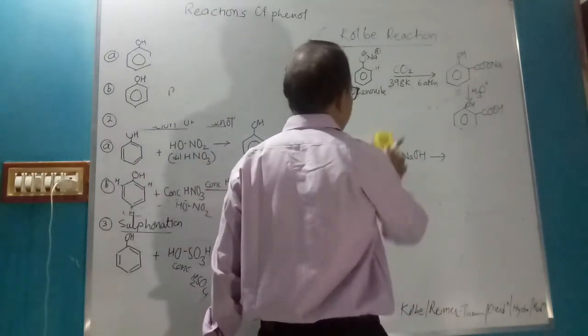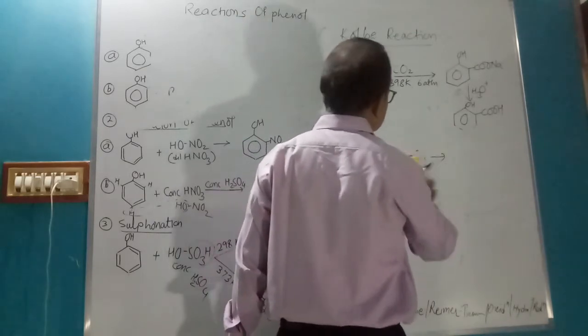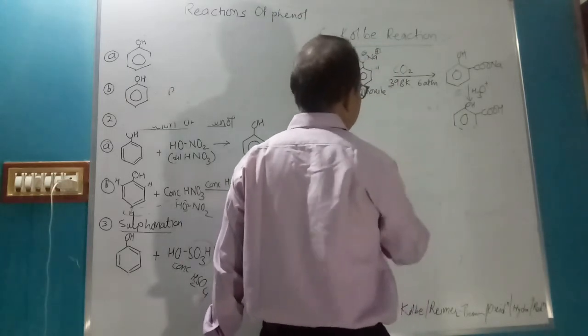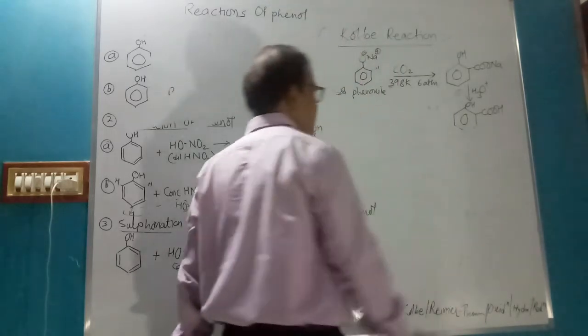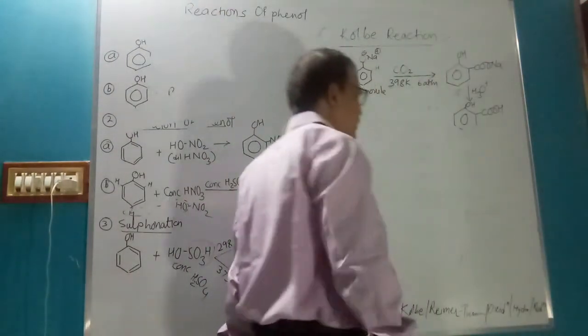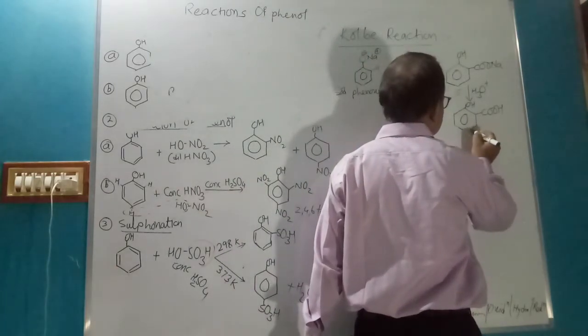So when sodium phenoxide is heated with carbon dioxide at 398 Kelvin under 6 atmosphere, it gives addition product sodium salicylate. This compound is sodium salicylate, which on acid hydrolysis gives salicylic acid.